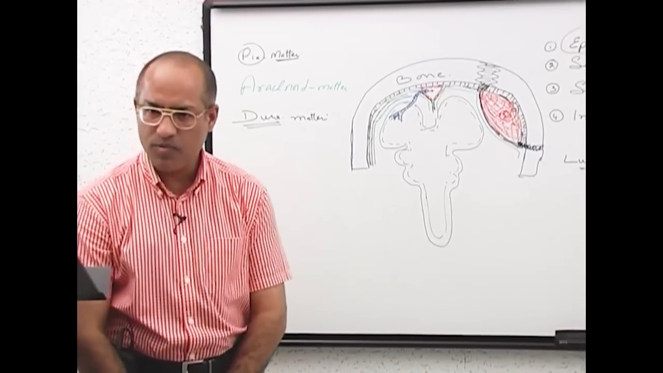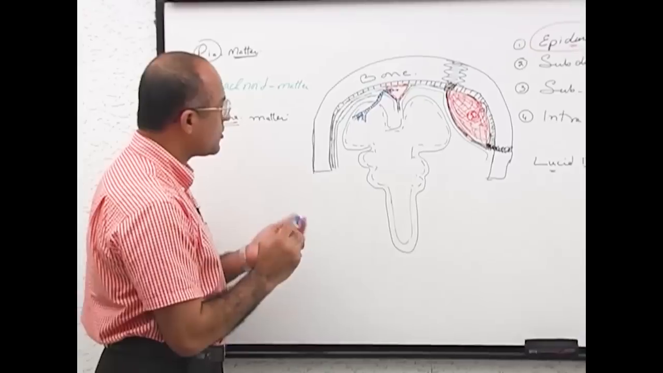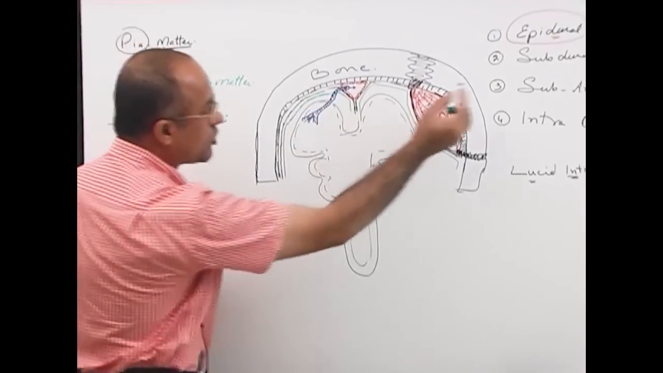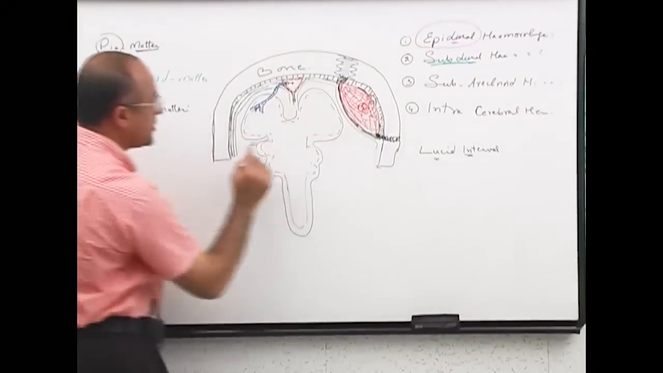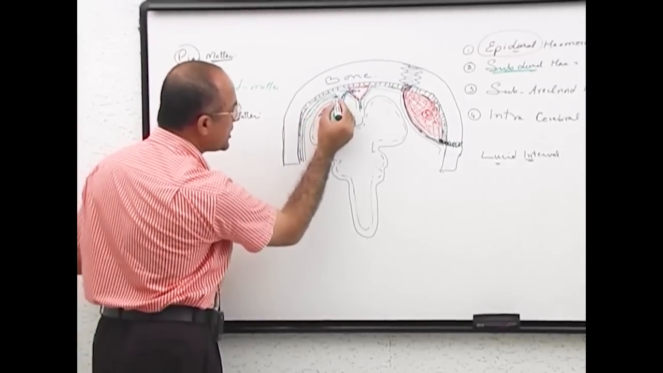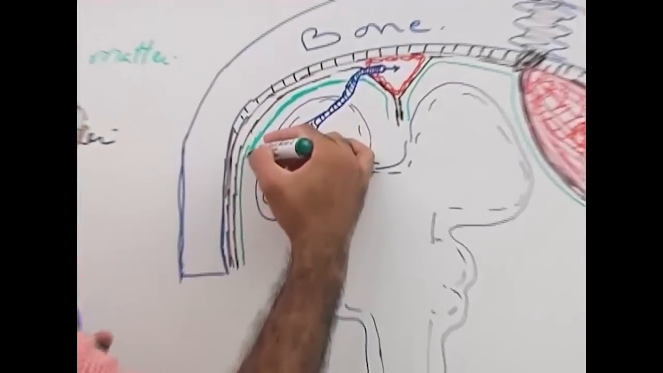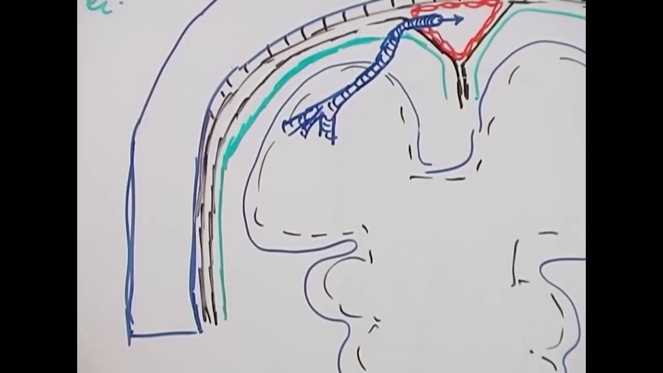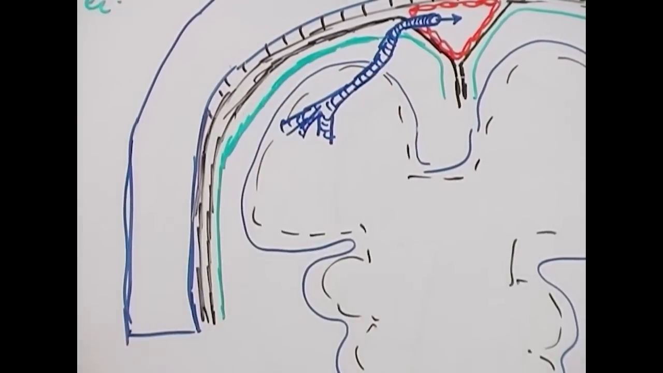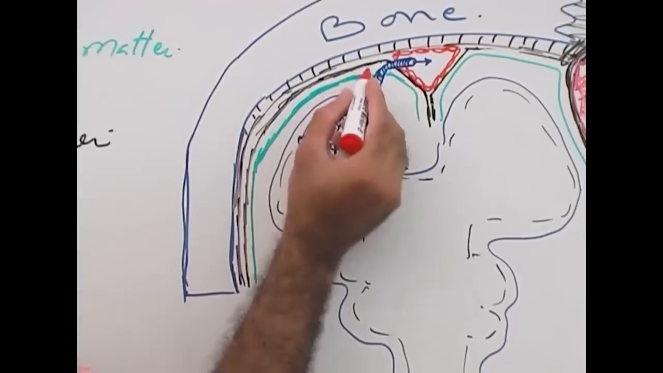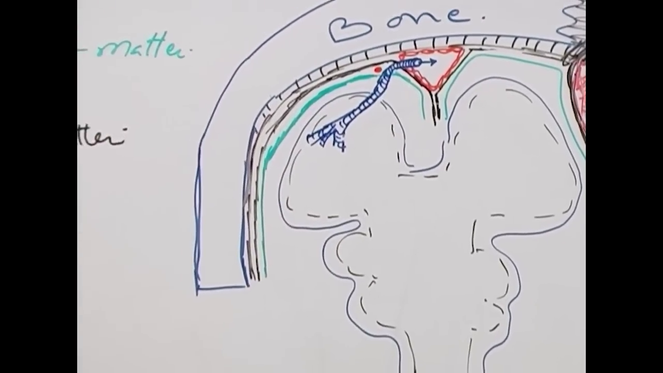Is that clear? Now, first I tell you the space. We were going to talk about which hemorrhage? Subdural hemorrhage. The subdural hemorrhage should be between which two areas? Outside the arachnoid and inside the dura. So the hemorrhage has to be somewhere here. Am I clear? No problem in understanding?